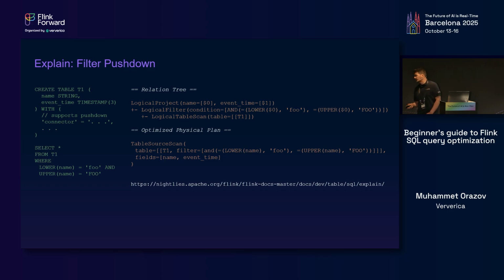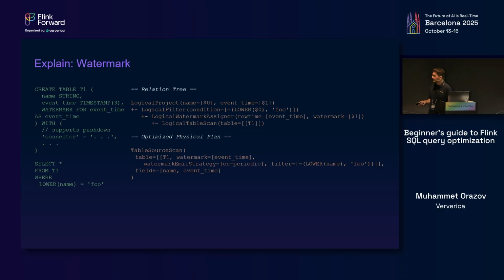You can check the documentation to see how to run the explain queries. There are many options, for example, with details, with the changelog mode inferred, show the plan, etc. It sometimes helps to debug if you have an issue in your Flink SQL queries.